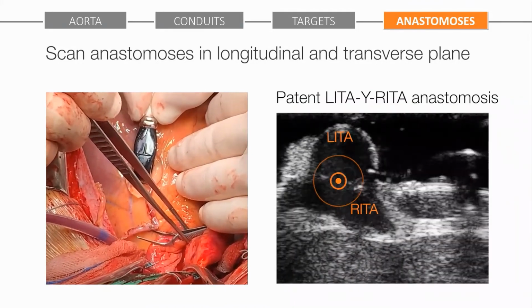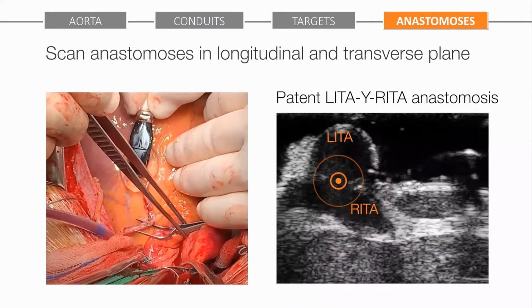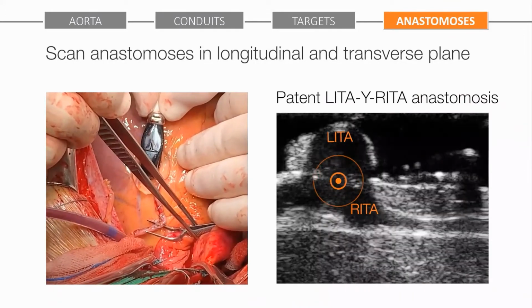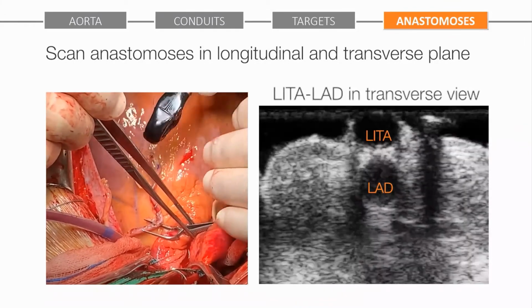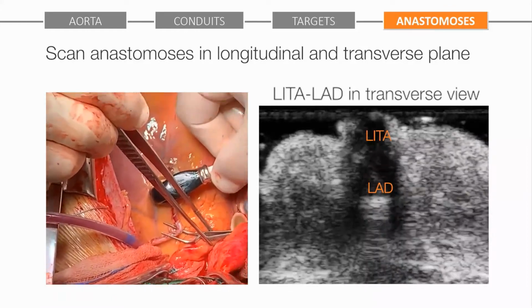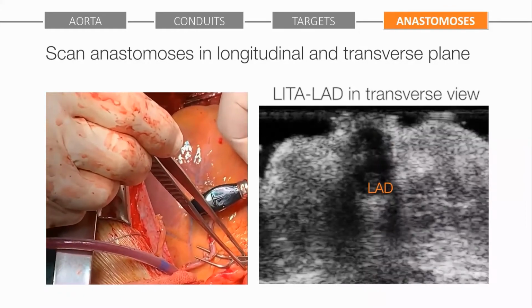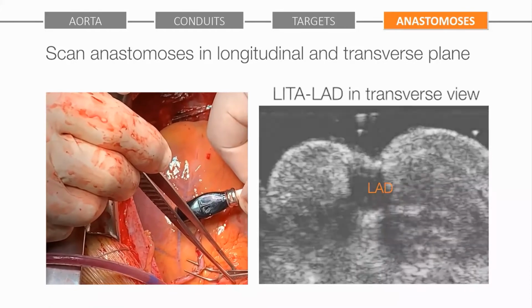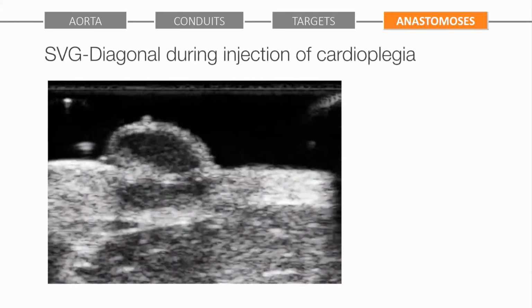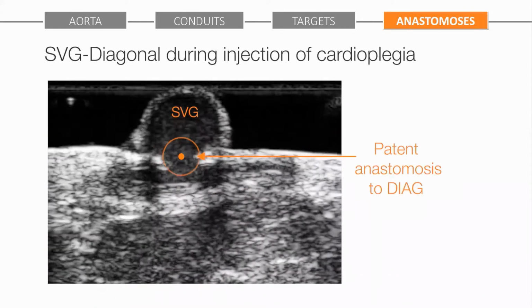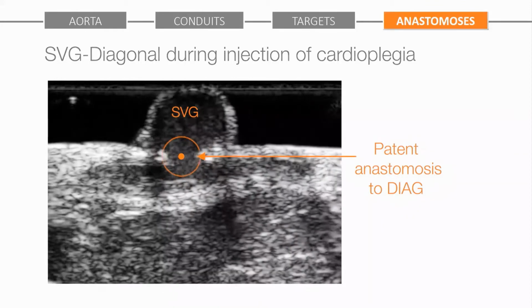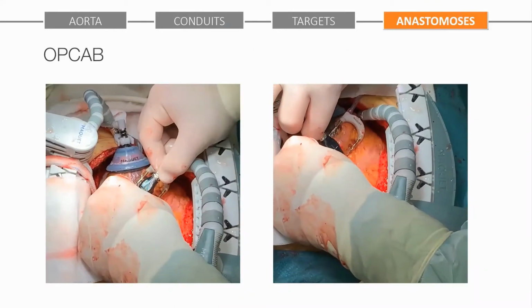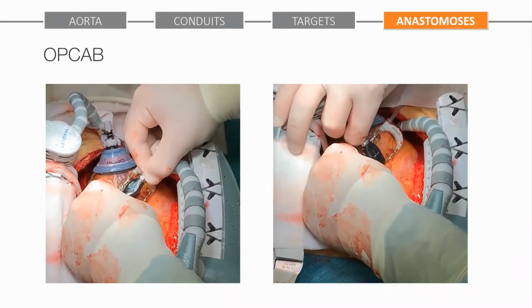This is a normal anastomosis in the transverse view. Scanning in transverse view, the conduit and native artery will appear as circular structures, melting together. When you inject cardioplegia, you can see how the anastomosis is filling up. Scanning off pump is easier with a stabilizer.